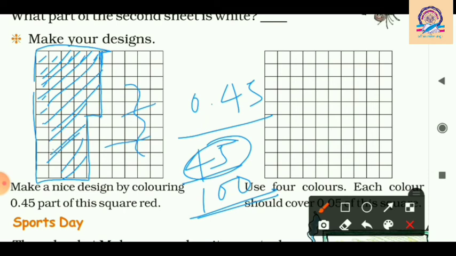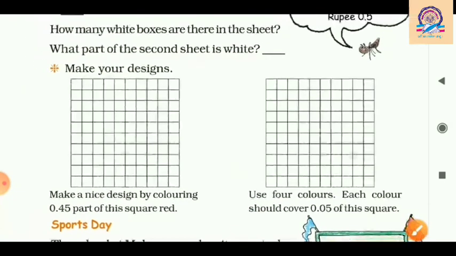Now next is 0.05 part. So you can take 1, this part 1, 2, then 3, then 4, and then 5. This is 0.05 part, and then you can color it or make your own design, any type. So in this way you can make your designs. I hope you have understood all this very well.